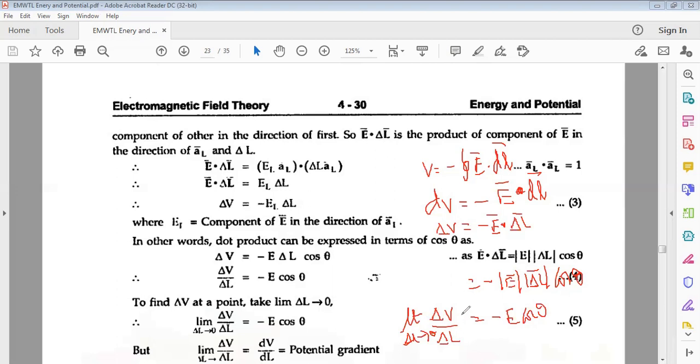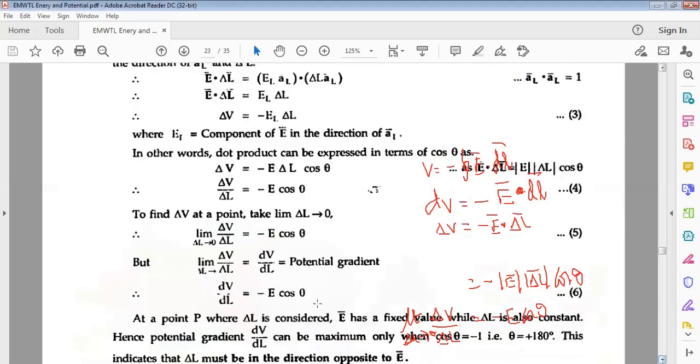So the limit delta L tends to 0 of delta V by delta L is nothing but the potential gradient. The limit delta L tends to 0, delta V by delta L is equal to dV by dL, which is also called the potential gradient. So now dV by dL, whatever we have, is equal to minus E into cos theta. Minus dV by dL is equal to minus E cos theta.